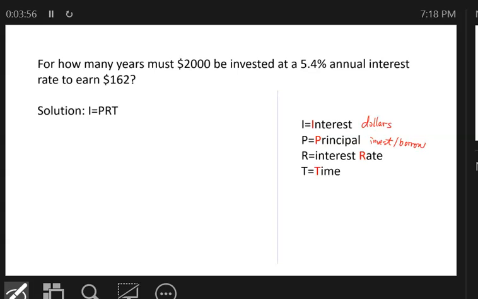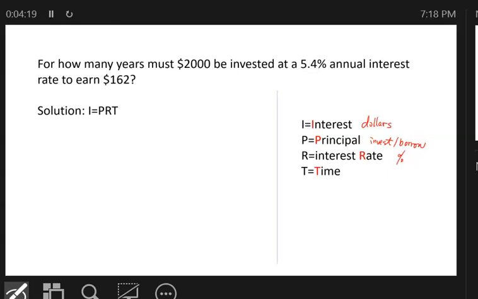R represents interest rate, but the focus is the word rate. In order to distinguish between interest and interest rate, we take the first letter of rate. And again, the rate is always a percentage. And T represents time. Now we just need to plug all the numbers into the formula.